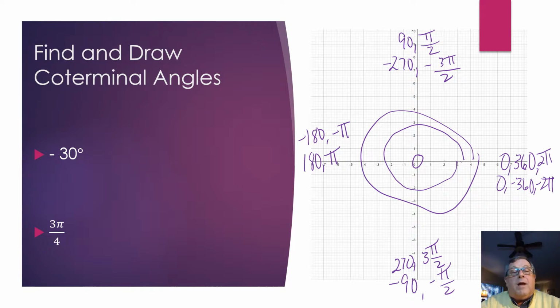But not only are we asked to draw angles on the coordinate plane, we're also to find coterminal angles. A coterminal angle is any angle that is going to share both the initial side and the terminal side. And we can actually find those algebraically as well. In fact, we may take a little bit of time right here and work on that part.